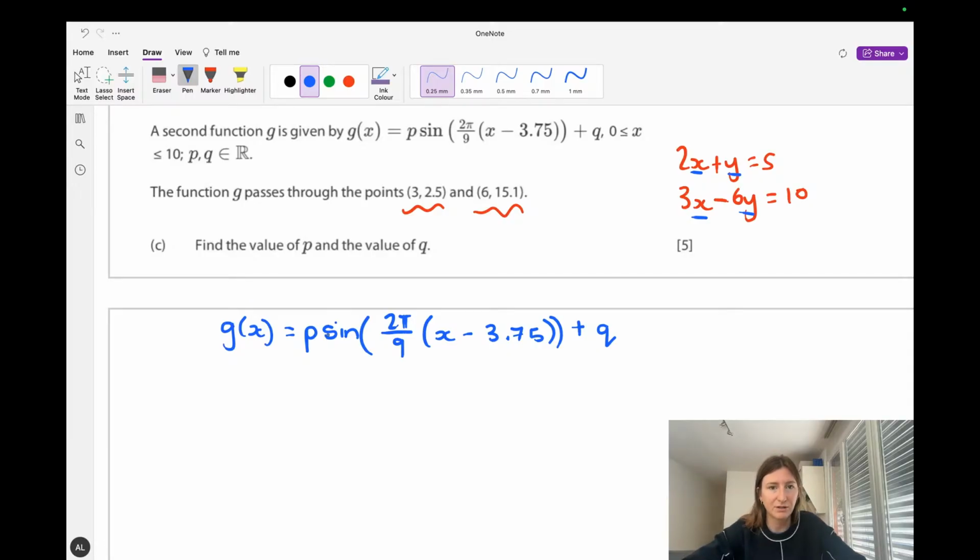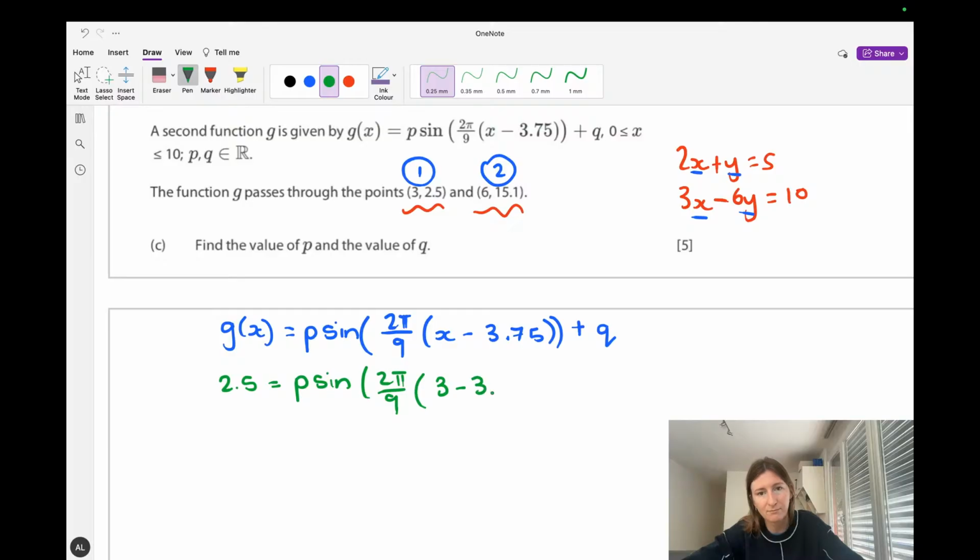Okay, here's our function. Now it's going through these points. So I'm going to make my first equation with this point and my second equation with this point. This is worth a lovely 5 marks, but it's not actually that challenging. So let's substitute. 2.5 is my y value. Everything else we can fill in. We're just filling in y and x. My x was 3 in that case. Q we don't know. Okay, that is my first equation.